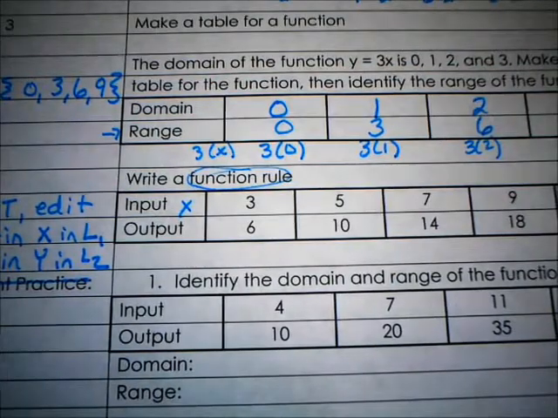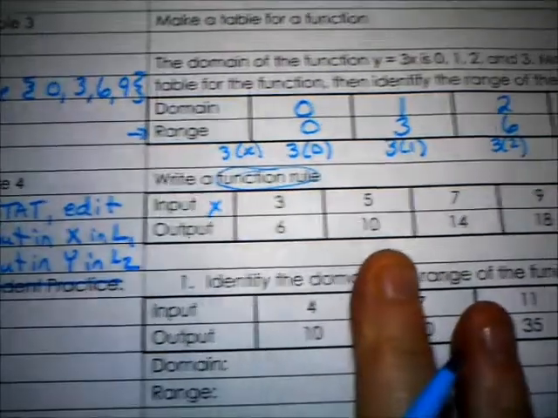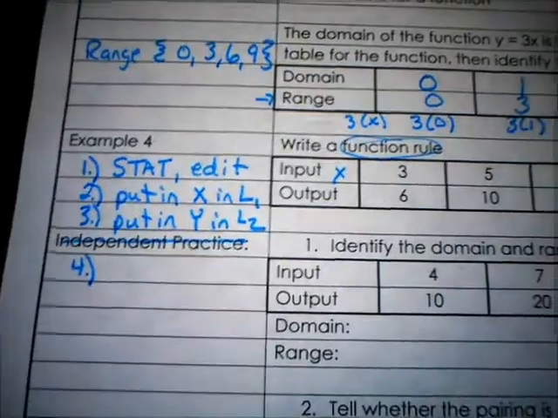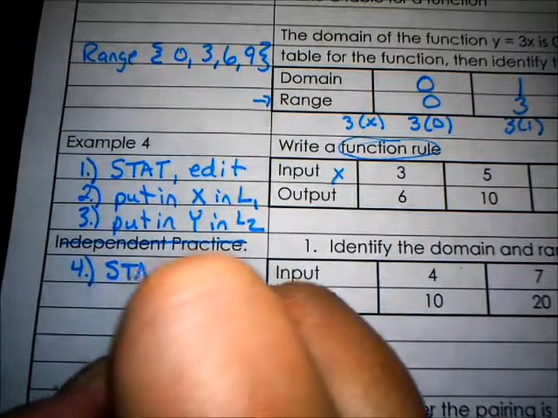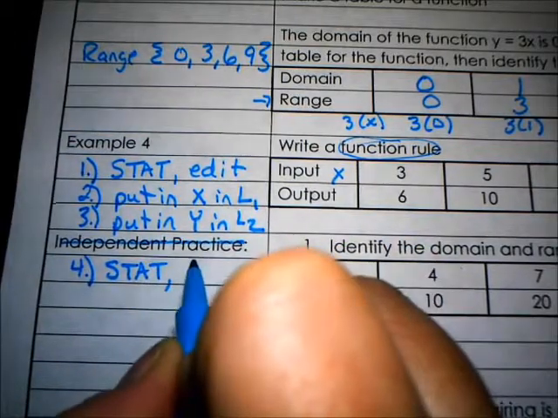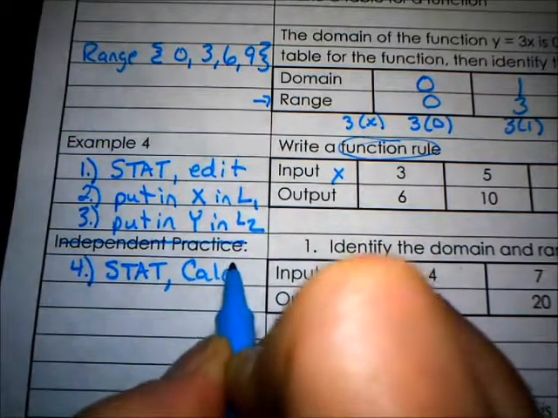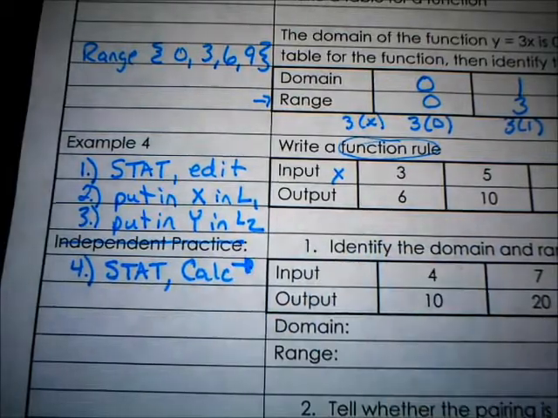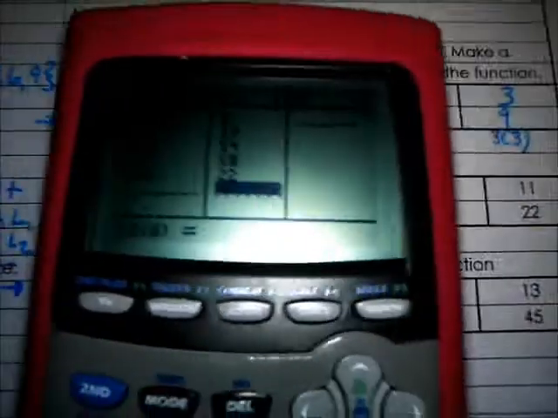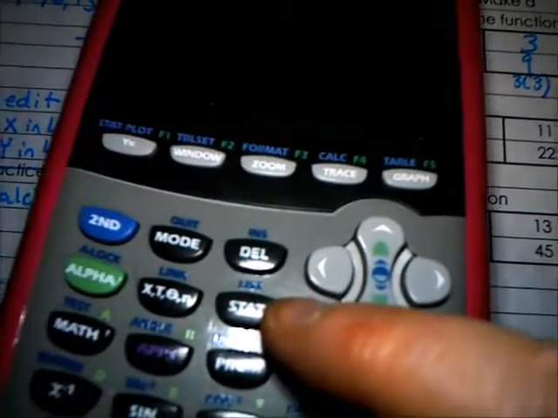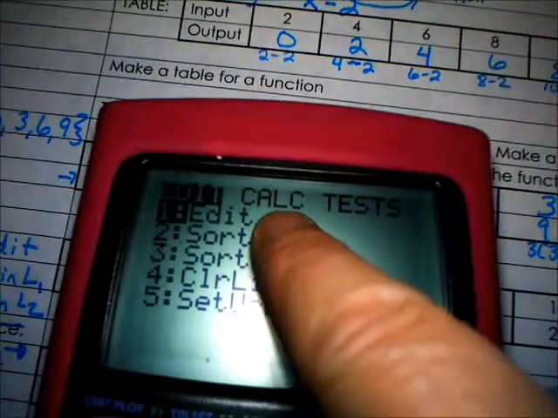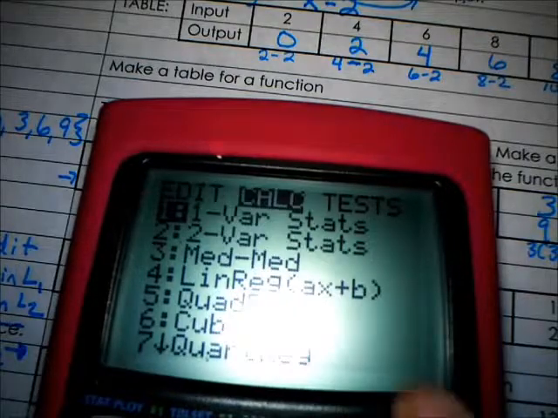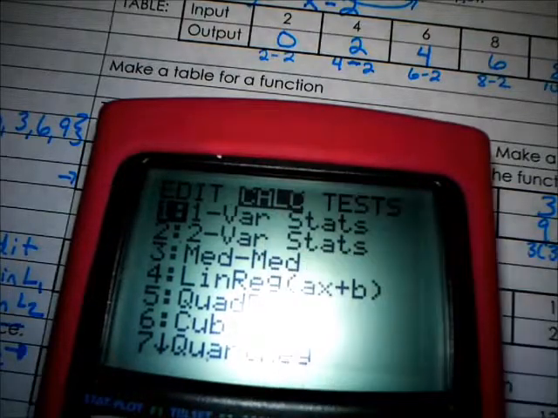My next step, which I'm going to put down here, number 4, is I'm going to go back into my stat button, and this time I'm going to go over to the calc, which is to the right at the top. Okay, so I'm going back and push the stat button again right here. And now if I look at my screen, I'm going to move to the right where it has calc. Use the right arrow and move it over.